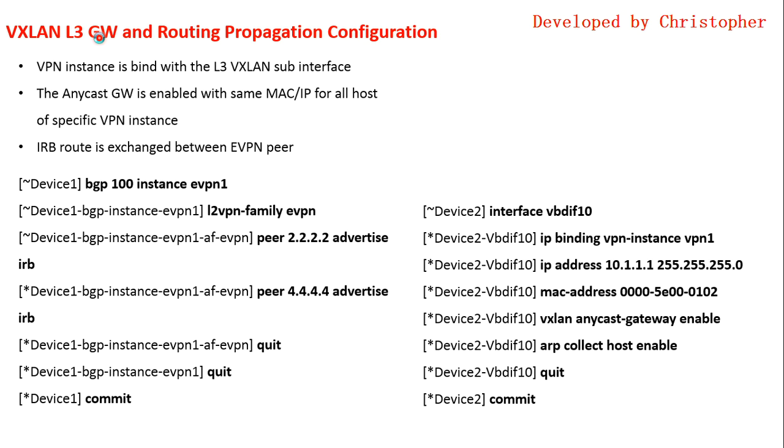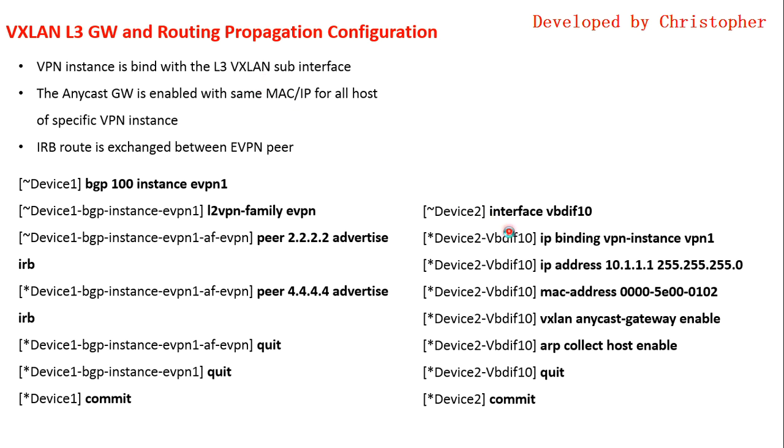The VXLAN layer 3 gateway is similar to the traditional gateway. It must have a layer 3 gateway IP address configured. The VPN instance is bound with the layer 3 VXLAN subinterface. We can remove the VXLAN here for easy understanding. Layer 3 subinterface, because when different VLANs want to connect with each other in layer 2, they must have a layer 3 interface. And here, the layer 3 VXLAN interface is the same story.